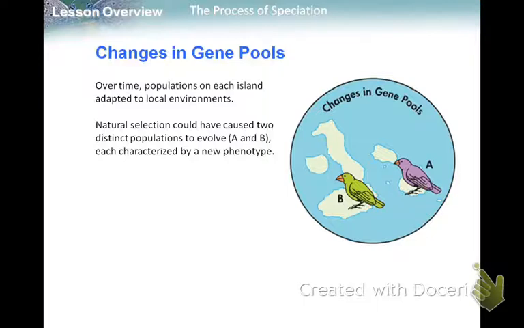So over time what we see happening is populations on each island adapted to the local environments. Now we see a divergence, and if you take a look at the beak shapes and the beak sizes, beak B is a little bit bigger than beak A. It could be because of the food that's available on those islands. Natural selection could have caused two distinct populations to evolve, each characterized by a new phenotype. Remember that new phenotype, in this case, is beak shape.